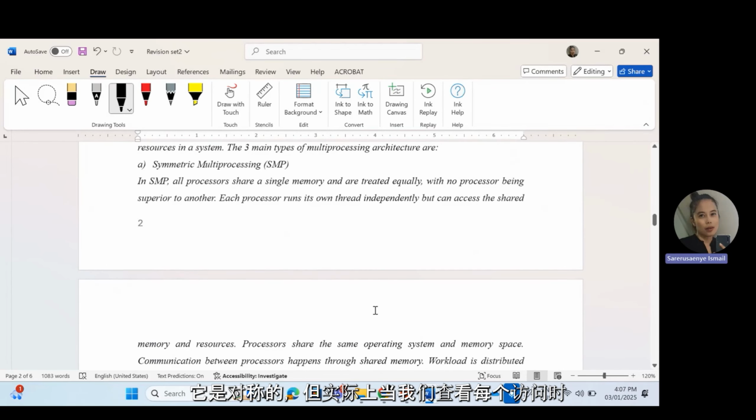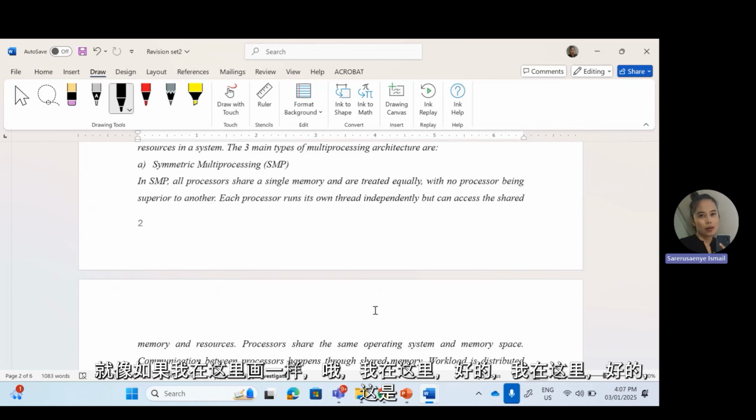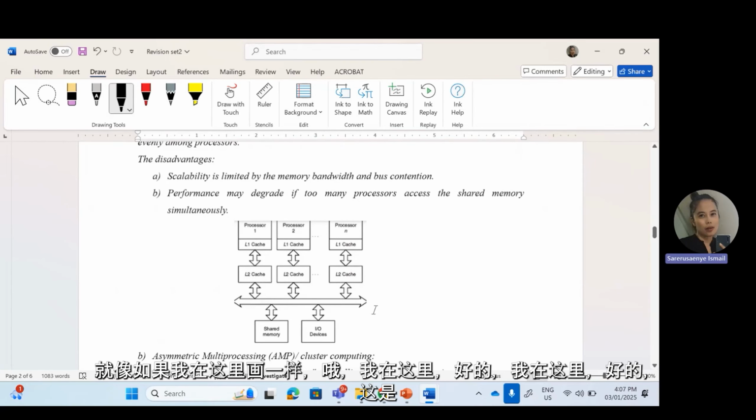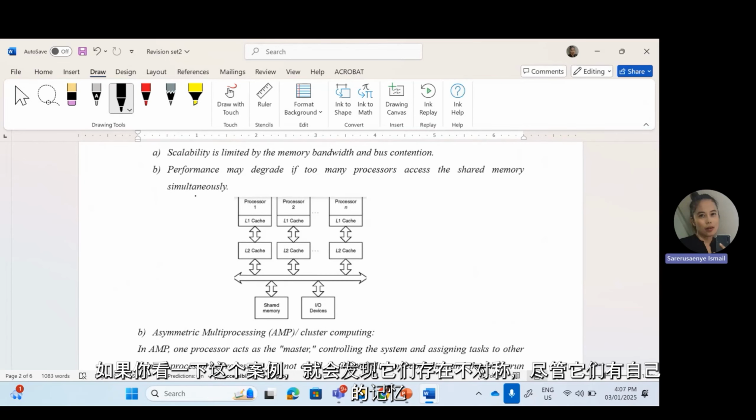But actually, when we look at the access to each of the cache memory, they cannot access it. But in asymmetric, they can access it. So this is the same issue, let me draw it here. Okay, I have it here. All right, in here, this is the case.